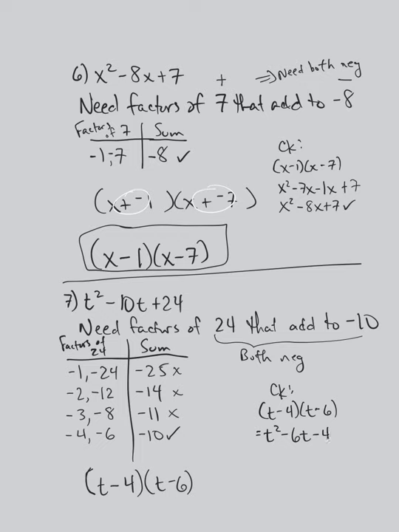I get minus 4t. And then I have -4 times -6. That's positive 24. And so I get t squared, -6 minus 4 is minus 10t, plus 24. Make sure that is what we started with, and it is. And so now we know we got the answer.